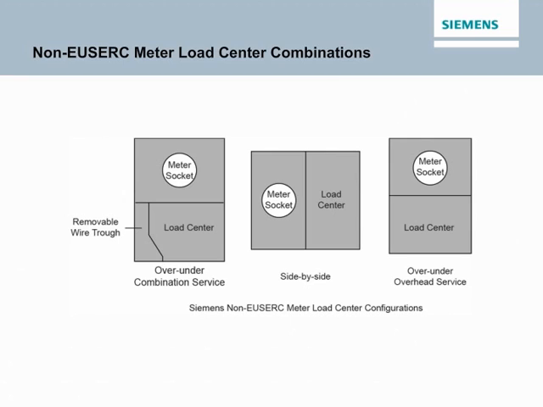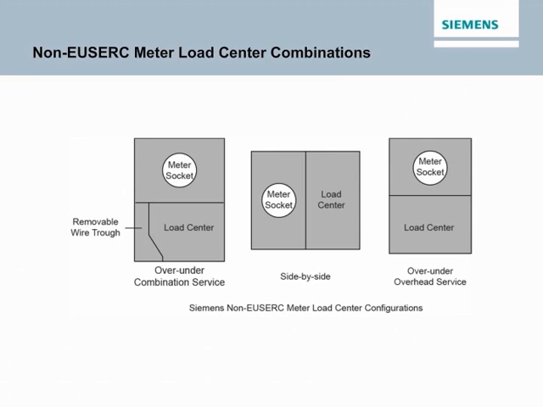Over-under combination service meter load centers have a meter socket on top and a load center on bottom. They can accept an overhead service or can be fed from underground through a removable gutter trough. They're available with 150 or 200 amp continuous current ratings. Load center circuit capacities range from 8 to 40 circuits.